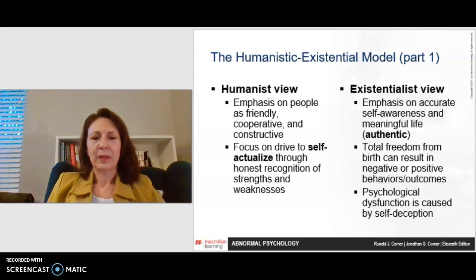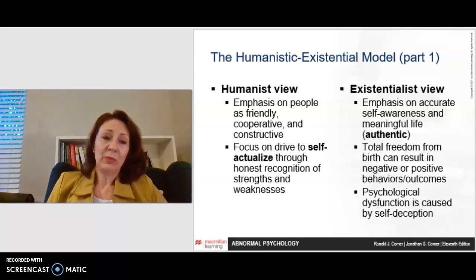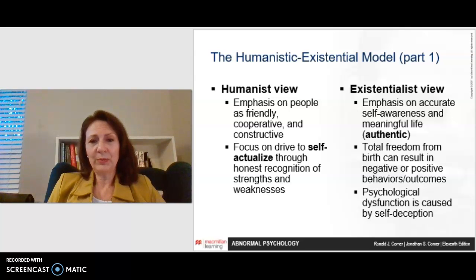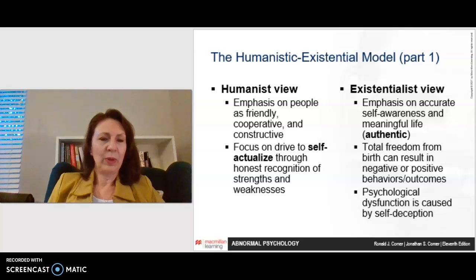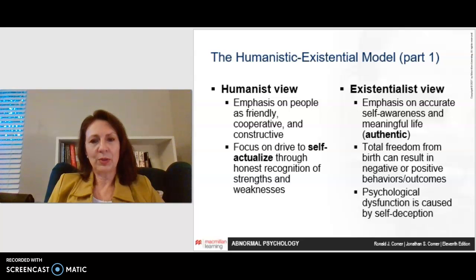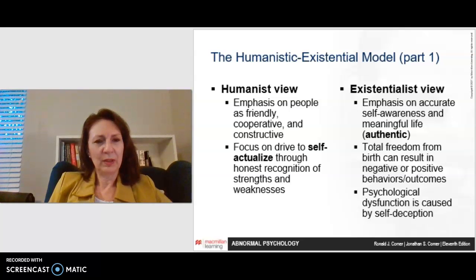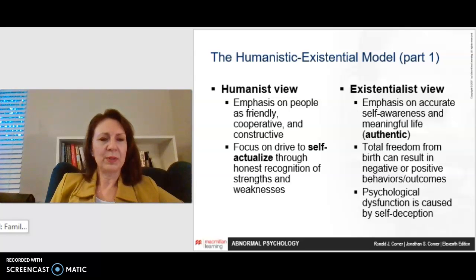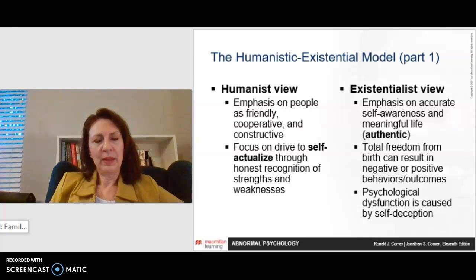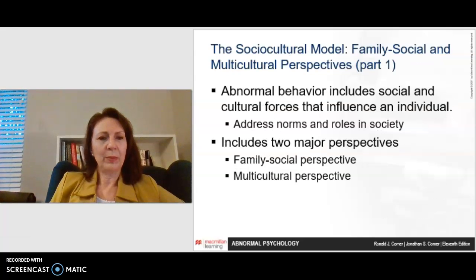And they view that, we really do, we're given total freedom from birth, and that we can make choices that are going to have negative or positive behaviors and outcomes in our life. Psychological dysfunction, in their view, is caused by self-deception. So if we're honest with ourselves and we make good choices, then we will have better mental health.